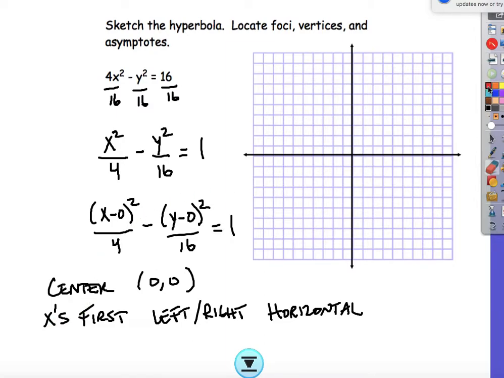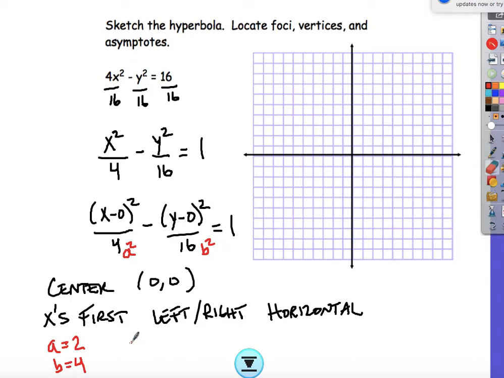The a squared is always underneath the first fraction. So here's a case where the a squared is not the bigger number. So that's what people get kind of confused between ellipses and hyperbolas. In ellipses, the a squared is always the bigger one, and it'll change whether it's under the first or second fraction. But in hyperbolas, the a squared is always under the first fraction. So that means that a is 2 and b is 4.